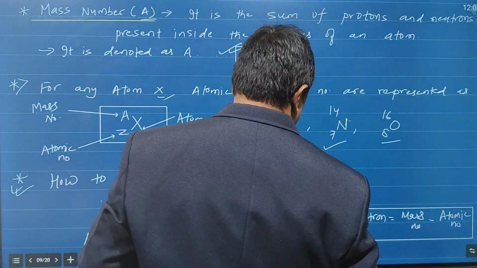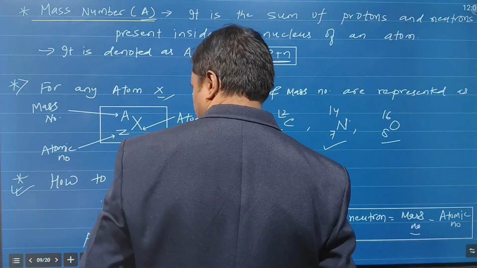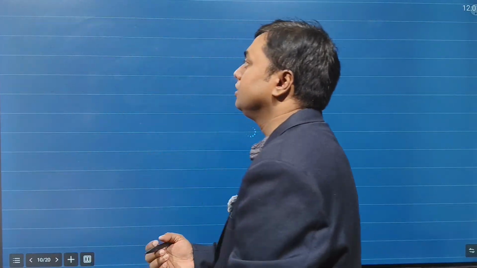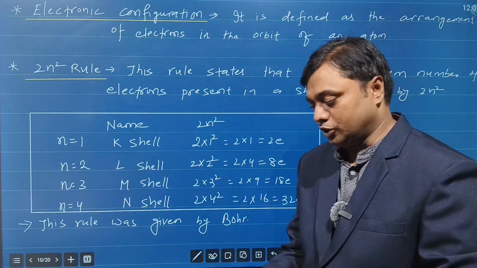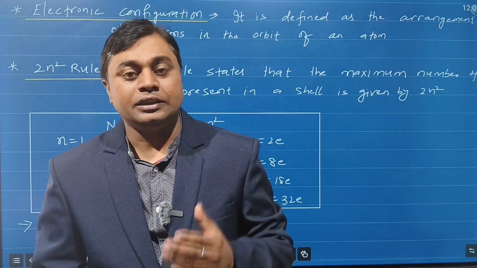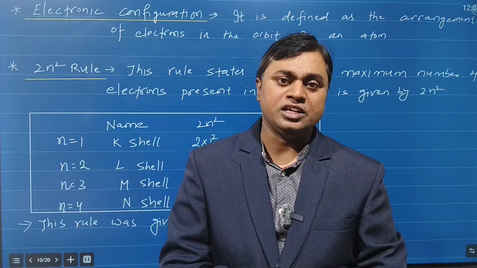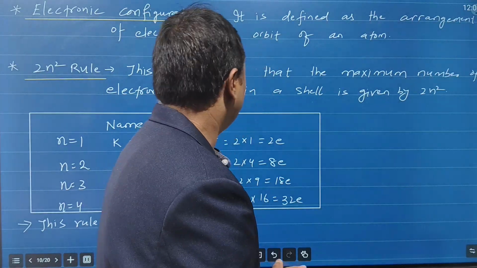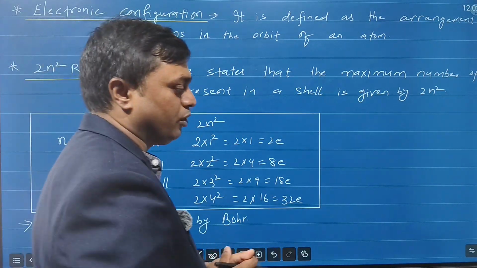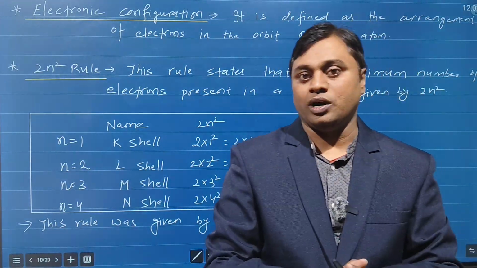So number of neutrons is nothing but the mass number minus the atomic number. Next we talk about electronic configuration. What do you mean by electronic configuration? The arrangement of electrons in the orbits is called electronic configuration. It follows one rule called the 2n square rule.